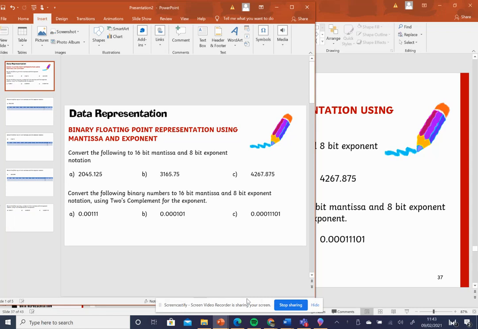The first three questions are converting the large numbers into a 16-bit mantissa and 8-bit exponent notation. And then the second three numbers were converting small binary numbers, again, into a 16-bit mantissa and 8-bit exponent notation, using 2's complement for the exponent, because the exponent in that one is negative. So I'm going to go through the first one with you.